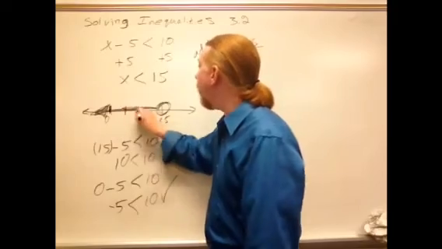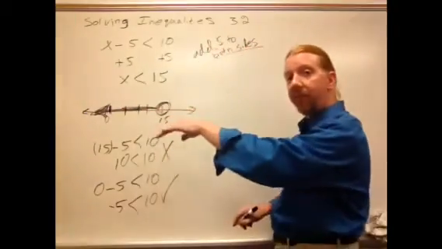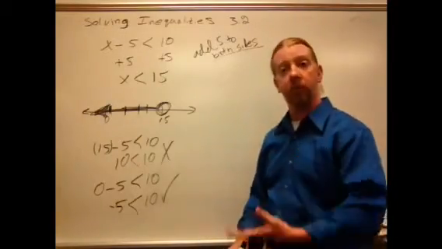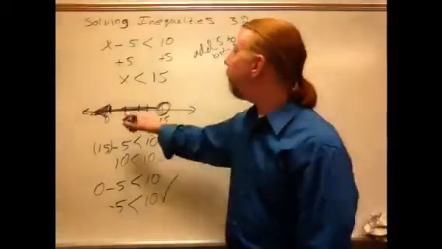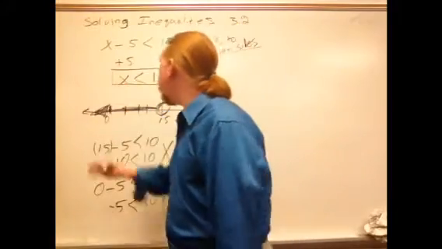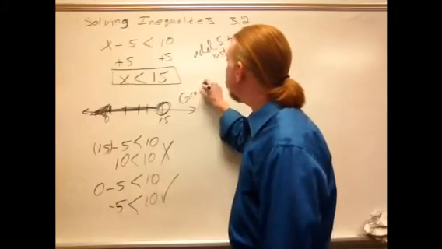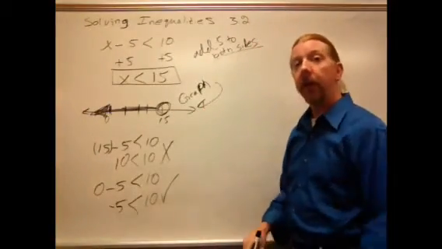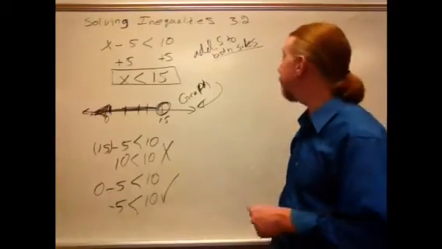And I can, of course, check any point over here that's less than 15, and I'll continue to get the correct answer. I'll keep getting things that do indeed work. So this would be my solution as an inequality. This would be my solution as a graph. You are expected to be able to write both.